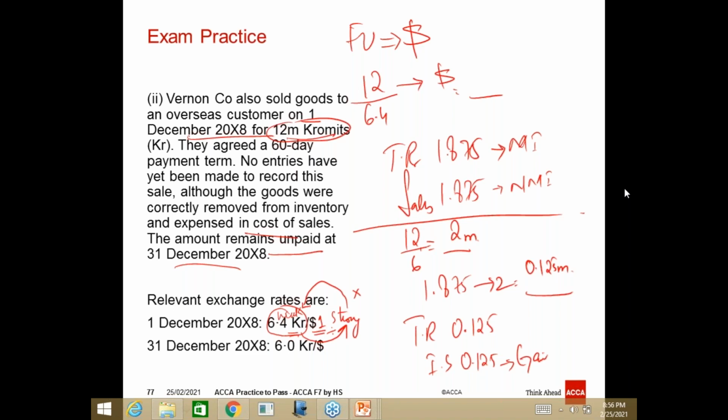Why did we divide by 6? Because 6 is the closing rate, and according to IAS 21, if the monetary item has not yet been settled, then it should be retranslated. So we retranslated the receivable at the closing rate. Our currency is getting weaker, and how can we get the gain? Because we have to receive the amount, because it's a trade receivable. Whenever you are going to receive the amount, you will get the benefit when your currency gets weaker.